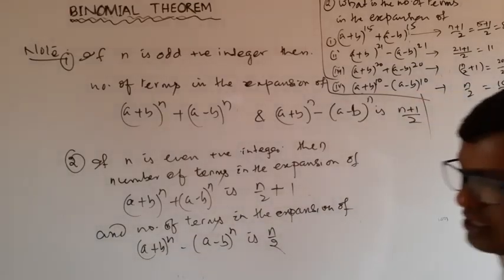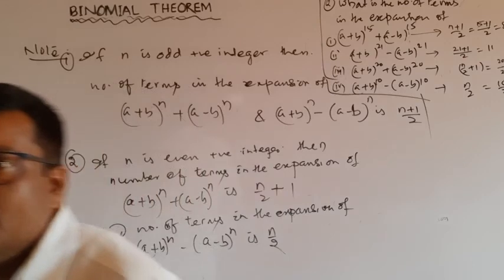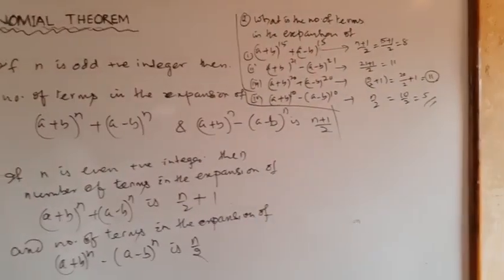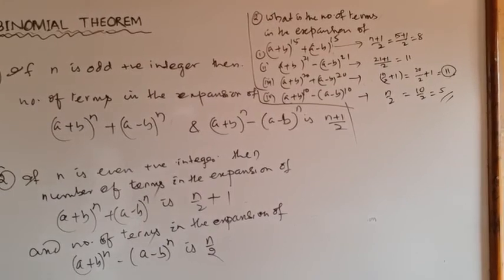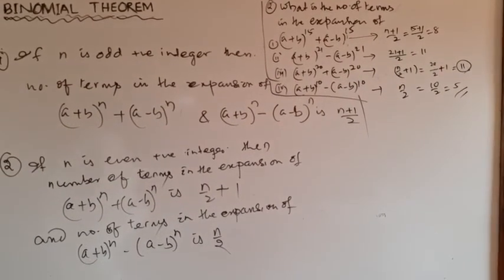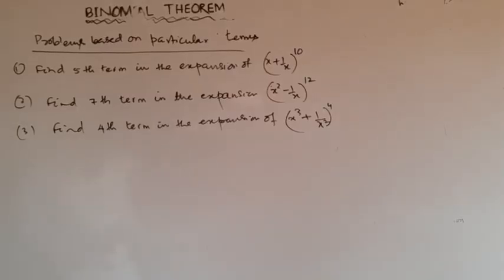These are the concepts regarding number of terms. How to find the number of terms in the expansion of this term. Okay. Now how to find the particular terms in the expansion of the binomial expression. Now question, how to find the particular terms.